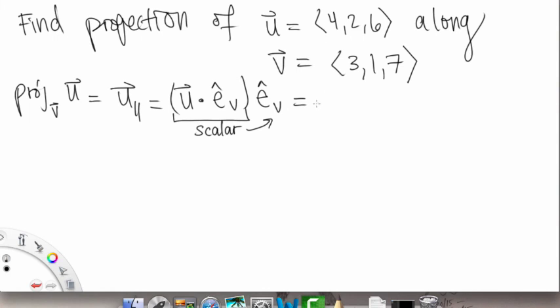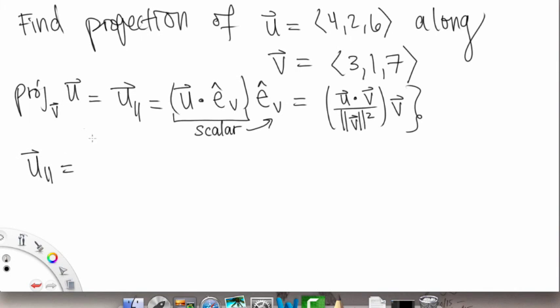Another way to rewrite this, so it makes it a little bit simpler, is we have vector u dotted with v on the top, and this will be over the magnitude of v squared times another v. Now all we do is plug in the vectors and do what these instructions say. So I'll write u parallel, the projection of u onto v. It's going to be u dot v, so 4, 2, 6, dotted with v, which is 3, 1, 7, over the magnitude of v squared.